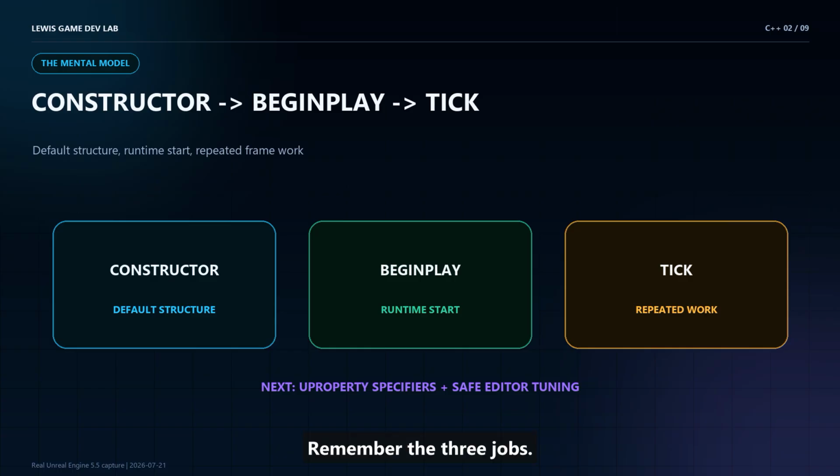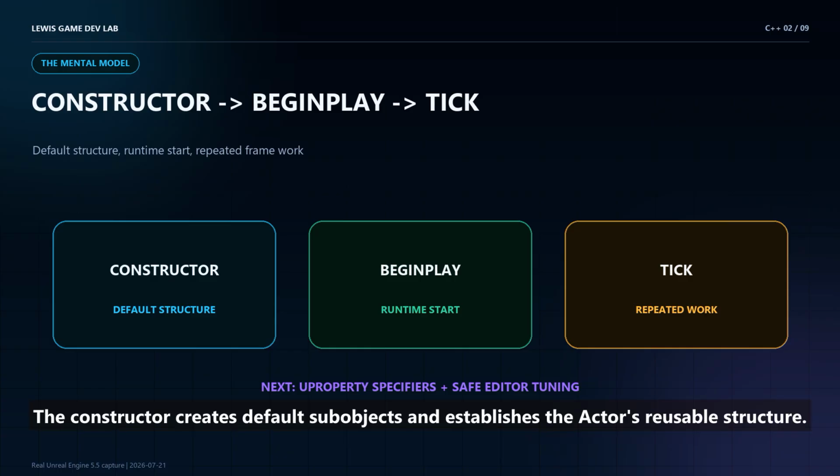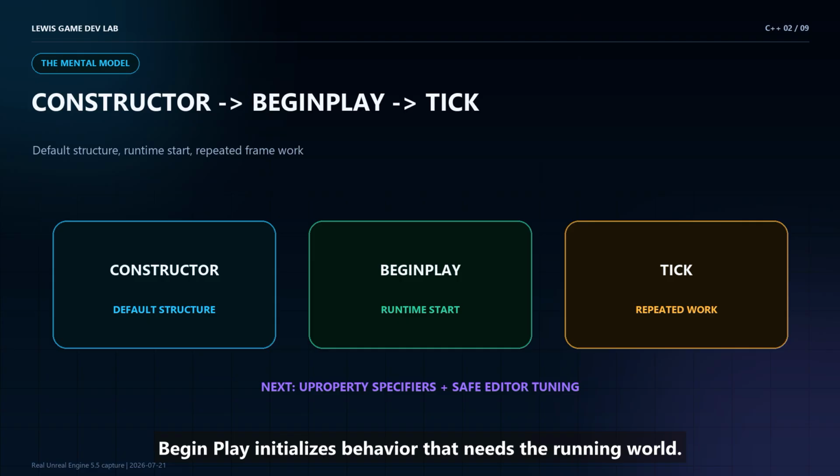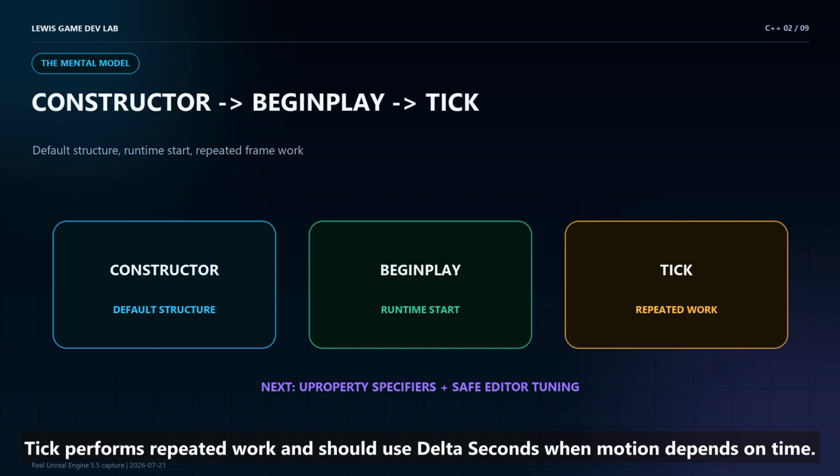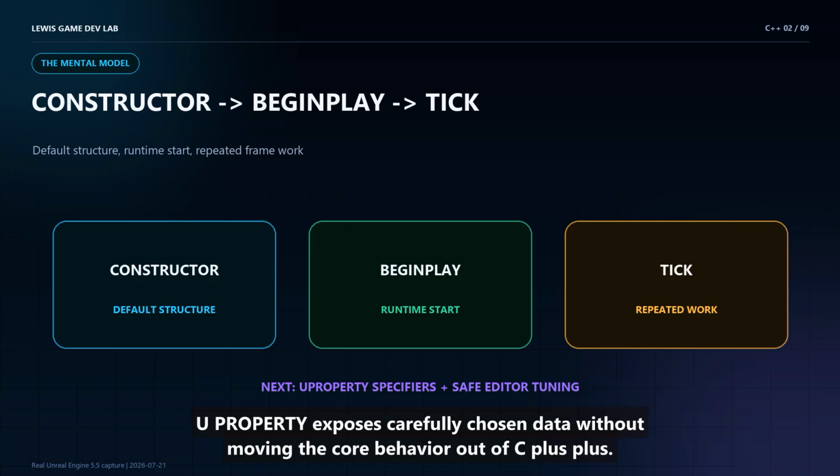Remember the 3 jobs. The constructor creates default subobjects and establishes the actor's reusable structure. BeginPlay initializes behavior that needs the running world. Tick performs repeated work and should use delta seconds when motion depends on time. UPROPERTY exposes carefully chosen data without moving the core behavior out of C++.